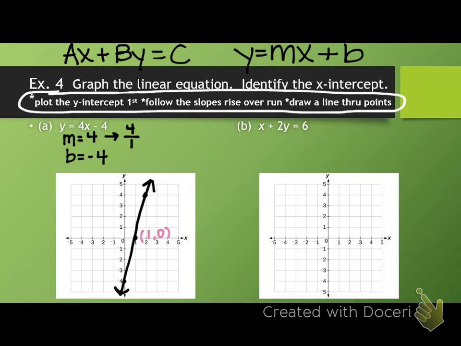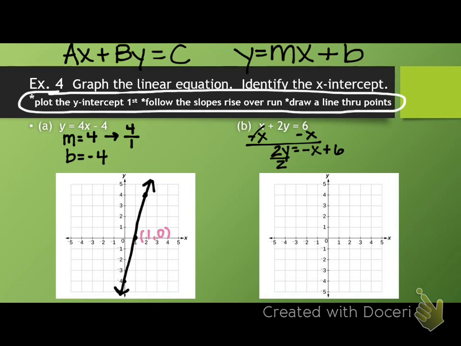All right, now look at letter B. Is it in the correct form for us to graph? No, so what are we going to do first? We're going to subtract x from both sides. We got to get y by itself. So 2y equals, what am I going to bring down first? -x plus 6. All right, how do I finish this?